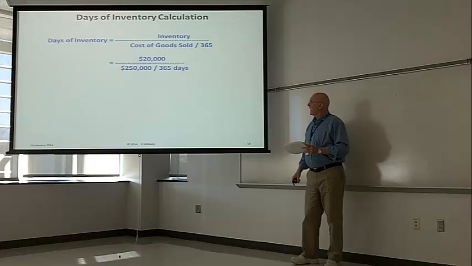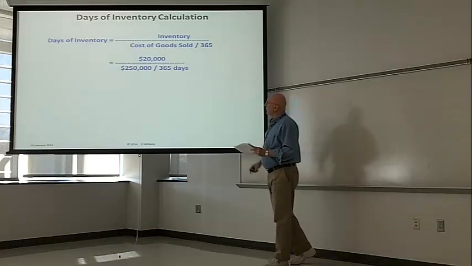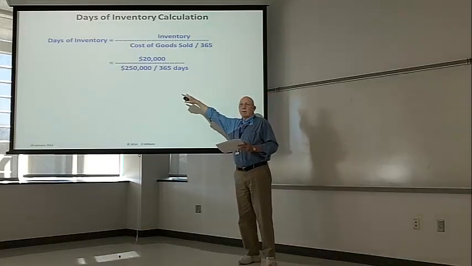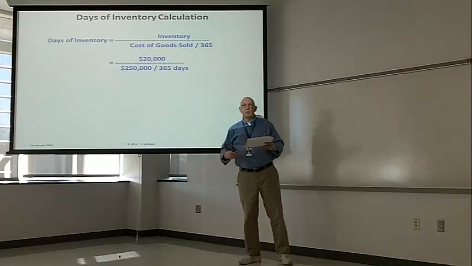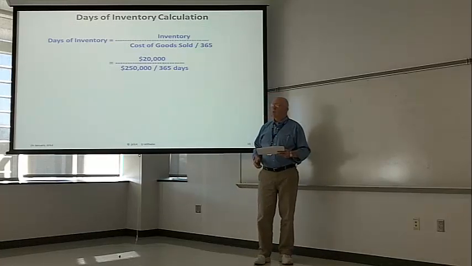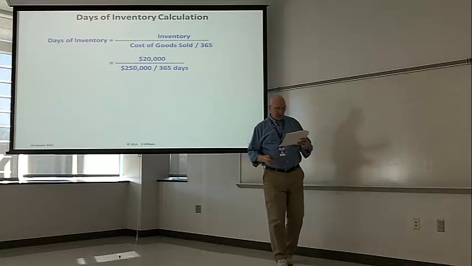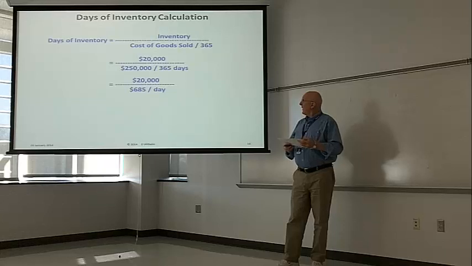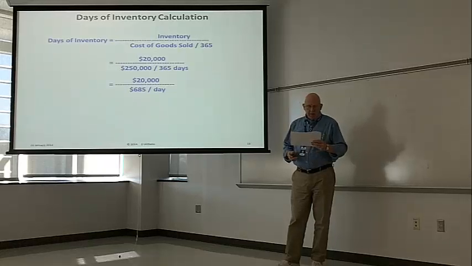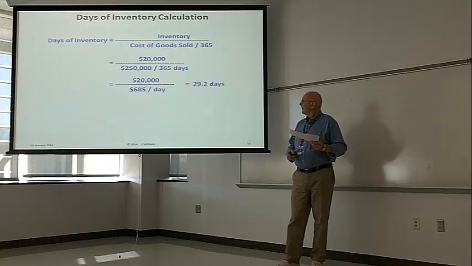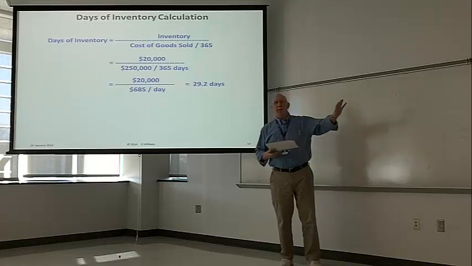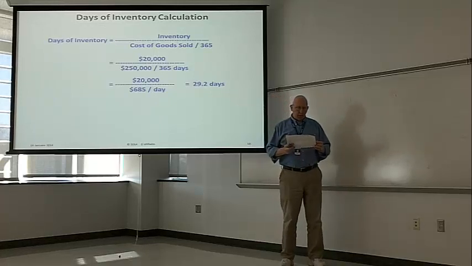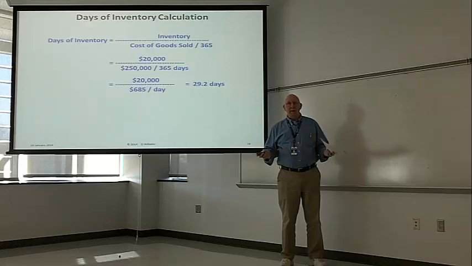Inventory was $20,000. Cost of goods sold was $250,000, but we need to spread that out over 365 days. So 20,000 divided by 685, and that says that on the average that material in inventory has been there for 29.2 days. Is that good or bad? It depends on the industry.